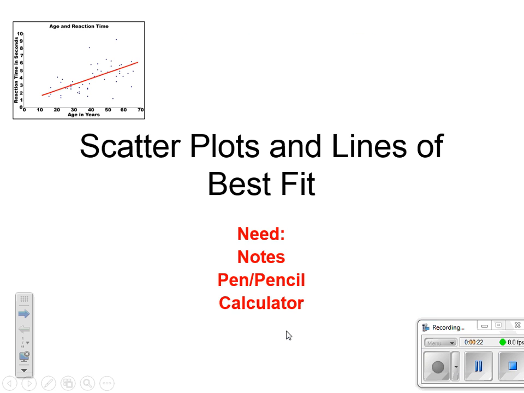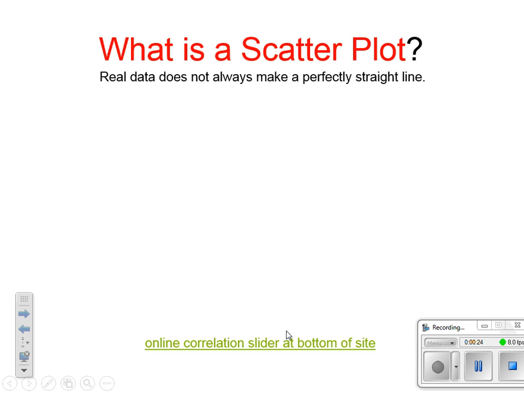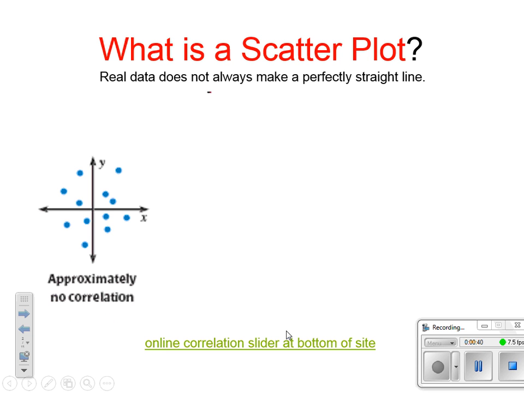started. So what is a scatter plot? Let's write this down in your notes. It's real data that does not always make a perfectly straight line. In real life, data is scattered all over the place. It's not a nice and perfect line. So you may see a scatter plot that looks like this. This scatter plot would have no relationship between X or Y. It's completely scattered. So we would say that has no correlation.